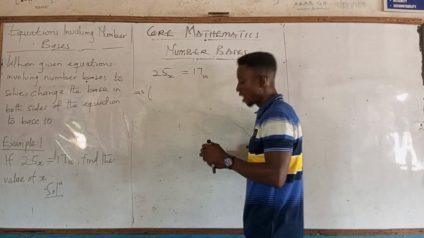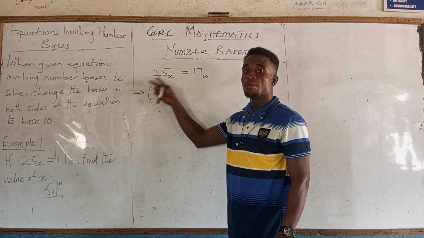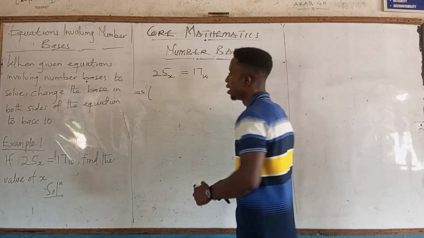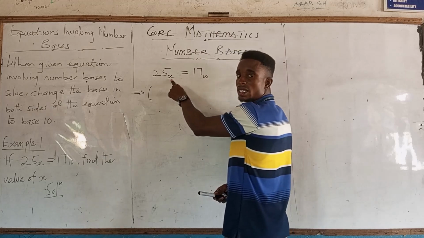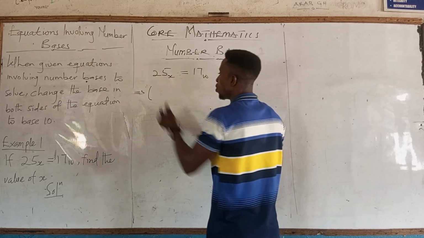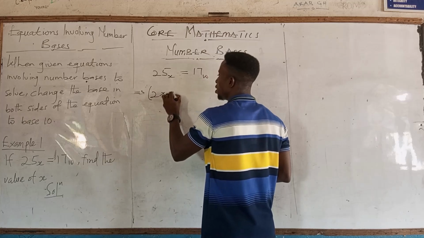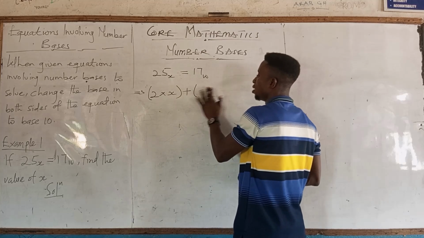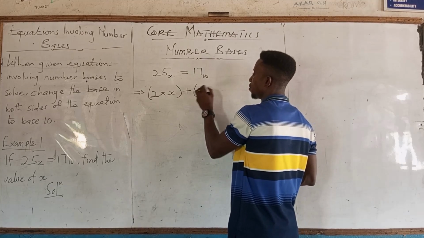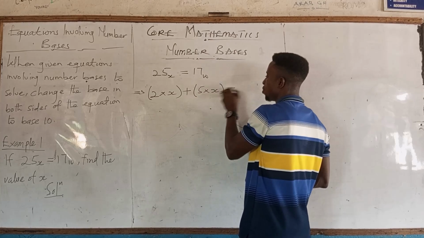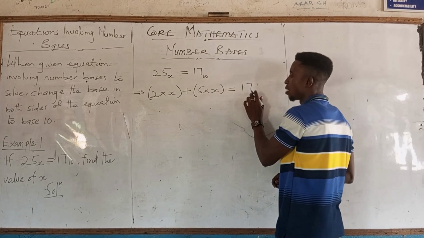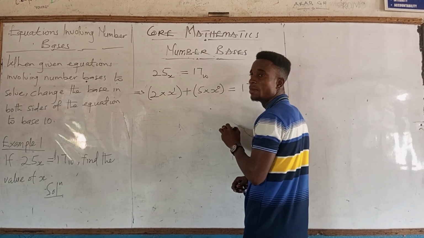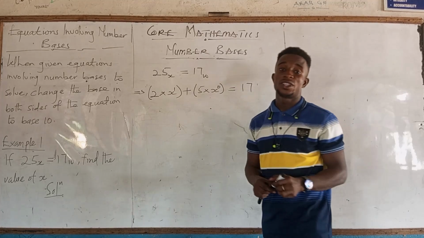In changing, I think you know we have the group by place value. Here, this corresponds to the place. So we have 2 times x, then plus 5 times x, which is equal to 17, because that one is already base 10. To give it a 0 and 1, this shows the place and the place. We are aware of this already.